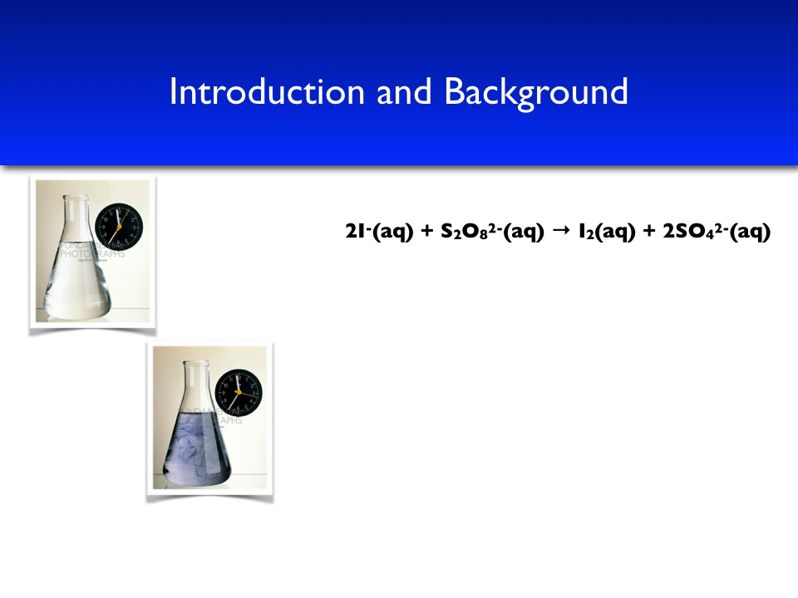Now I mentioned that I2 is a yellowish-brown color in solution. However, since we'll be timing this reaction, we want a very sharp color change, which is not provided by just looking at plain iodine in solution. So we're going to use an iodine indicator. And the most common one used is the starch solution.